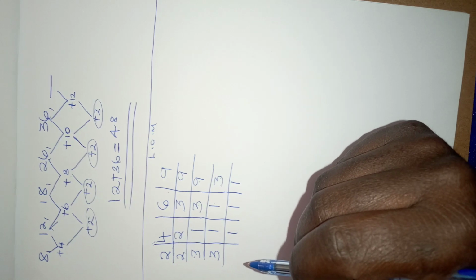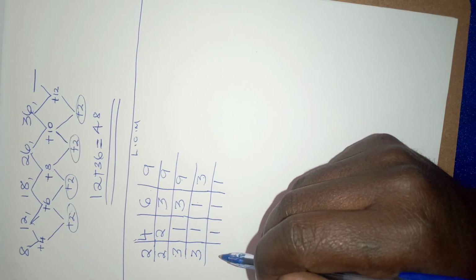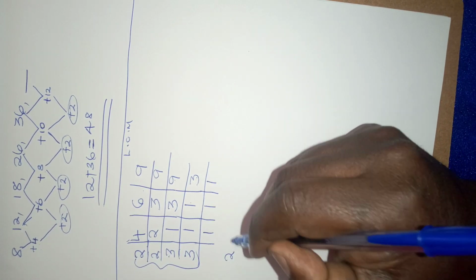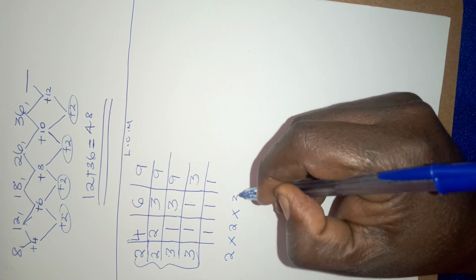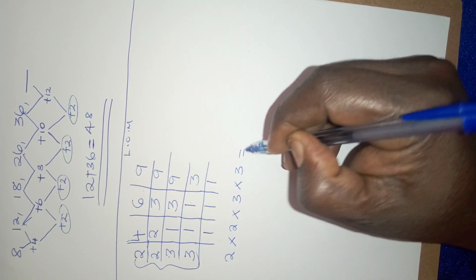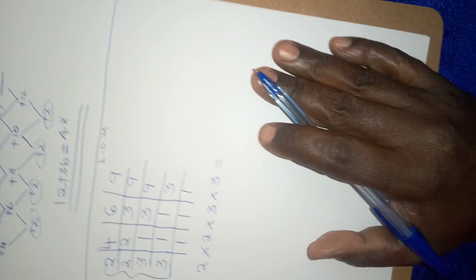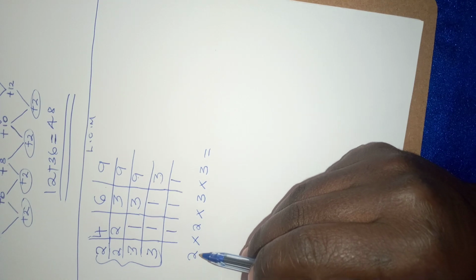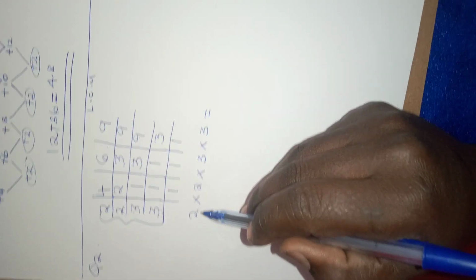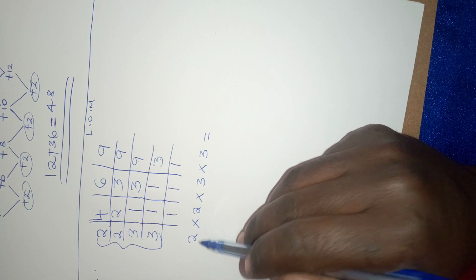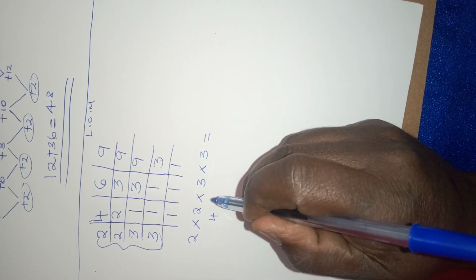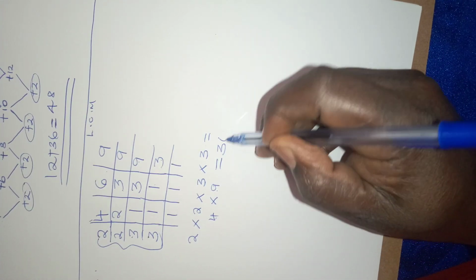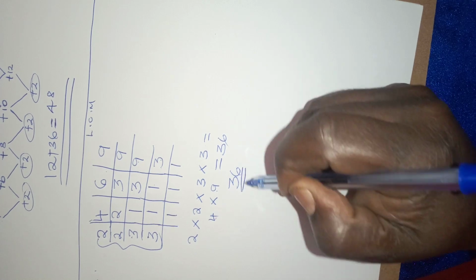Now the next thing that you need to do is to take these numbers here: 2, you multiply it by 2, multiply by 3, multiply by 3. By so doing, 2 times 2 is 4, and 3 times 3 is 9, giving you 4 times 9 as 36. So 36 is the number.